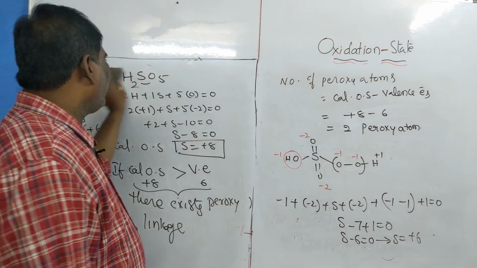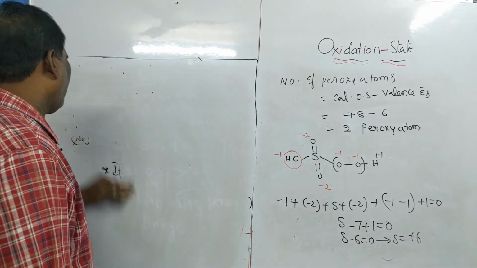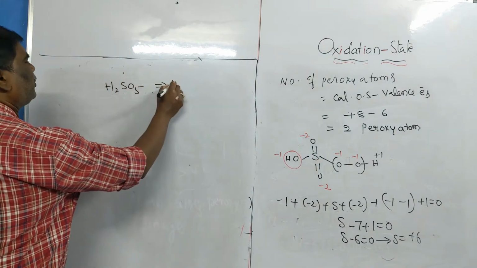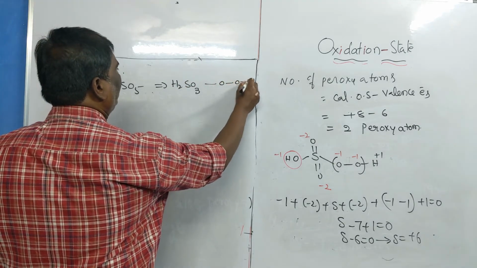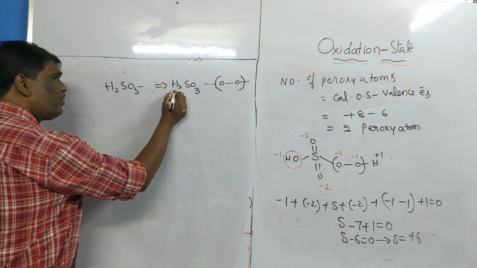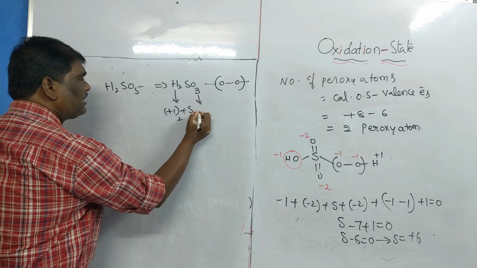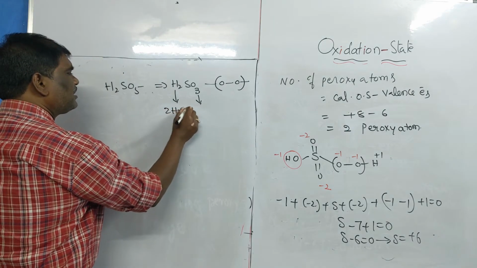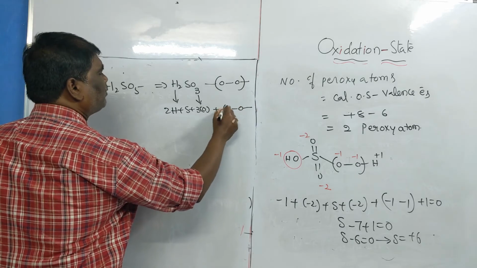Or you can otherwise calculate like this one. There is no need to write the geometry. Now you take H2SO5 as H2SO3, the general one, and there are 2 peroxy atoms. You take like this. There is no need to learn the geometry. Now here hydrogen is plus 1, and we have to calculate sulfur. This is general oxygen. How many oxygens are there? 2 hydrogens, sulfur, 3 oxygens, whereas these are peroxy atoms, a special case.